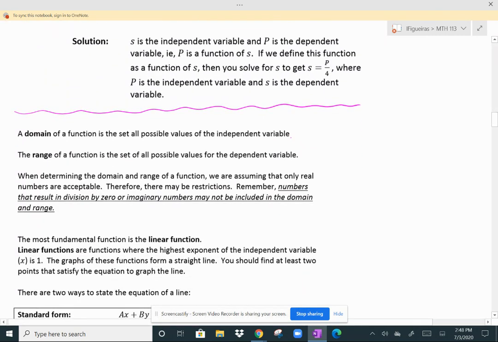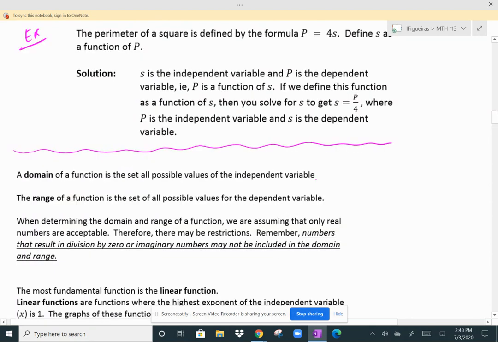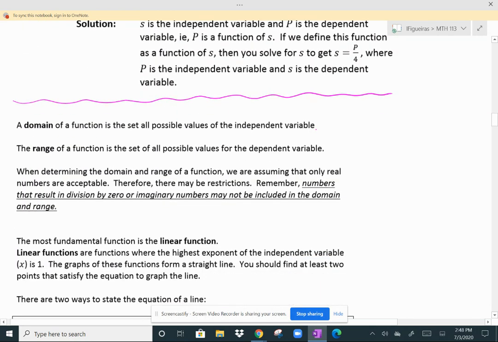We have something called the domain and range. The domain of a function is the set of all possible values of the independent variable. And remember, we usually call that x. And the range of the function is the set of all possible values of the dependent variable, which we usually call y. But you don't have to. They don't have to be called x and y.